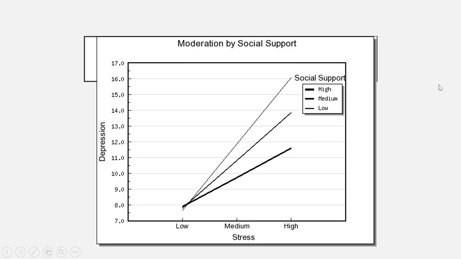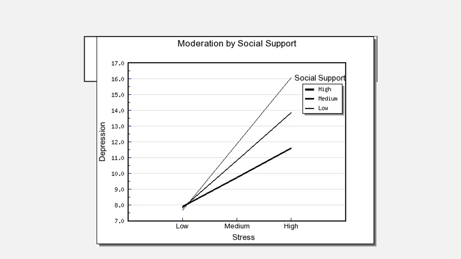So this again is an example of a moderation. You want to make sure that you can identify your first two variables that are correlated, so depression and stress, and that you've identified a third moderating variable that has been broken into groups. Like I said, when you break your moderator into groups, if it's a categorical variable, you just need to use the different levels of the categorical variable.